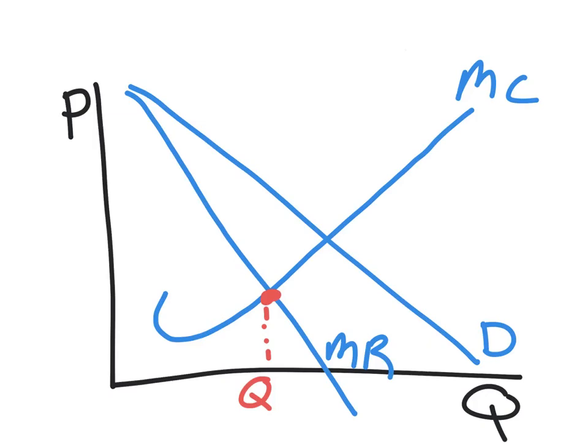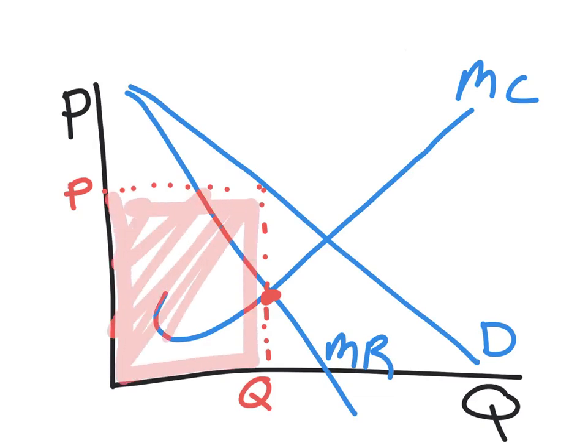However, to find your profit maximizing price, you have to take that quantity and dot up all the way to the demand curve and then dot across. So this will be our profit maximizing price. Thus, this box right here is our total revenue box.